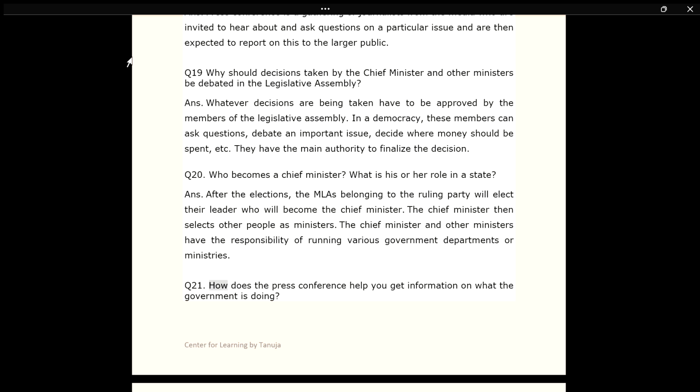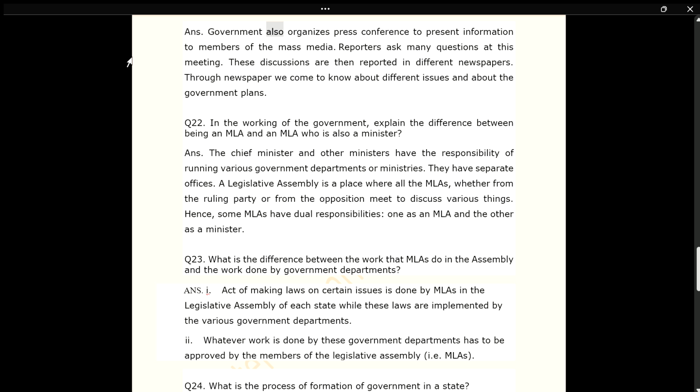Q21. How does the press conference help you get information on what the government is doing? Ans. Government also organizes press conference to present information to members of the mass media. Reporters ask many questions at this meeting. These discussions are then reported in different newspapers. Through newspaper we come to know about different issues and about the government plans.